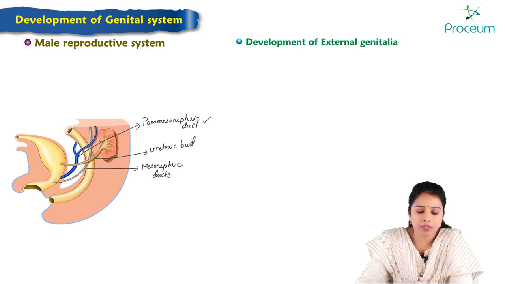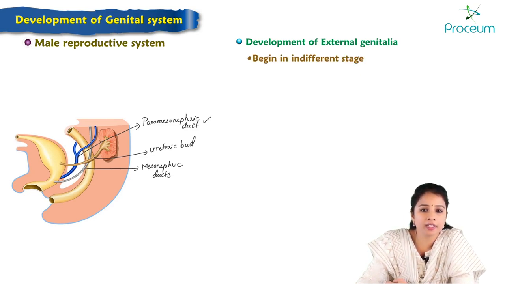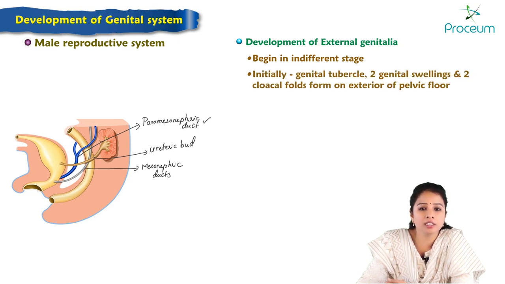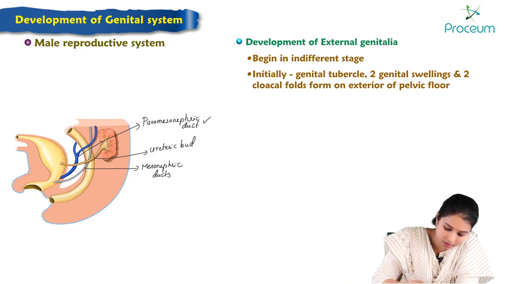So, let's see the development of external genitalia. External genitalia also begin in an indifferent stage. Initially, they form as the genital tubercle, and two genital swellings and two cloacal folds form in the exterior of the floor of the pelvis. So, here is the genital tubercle.